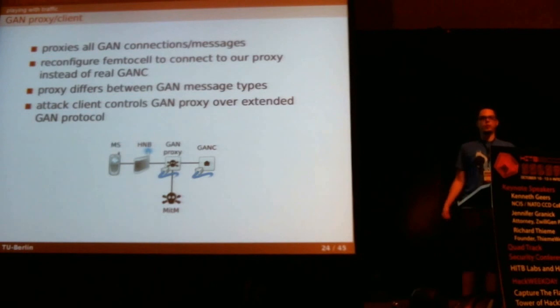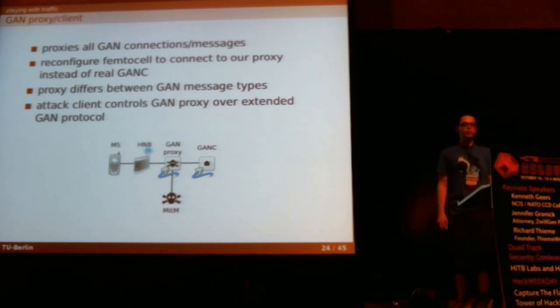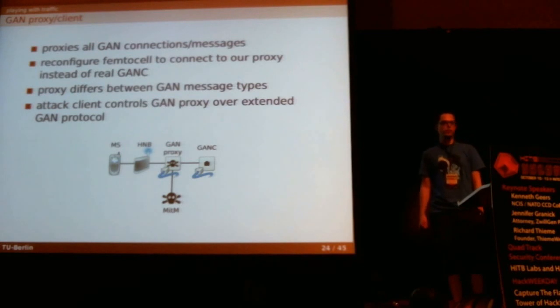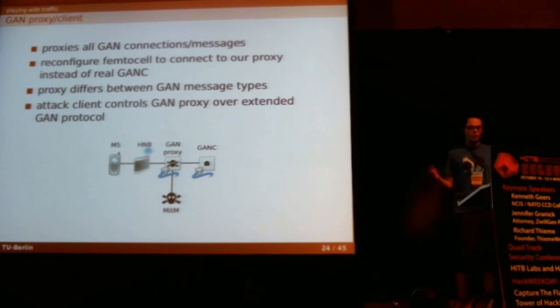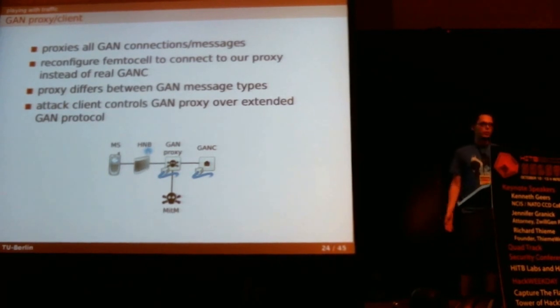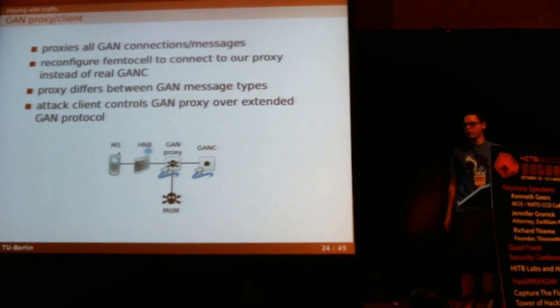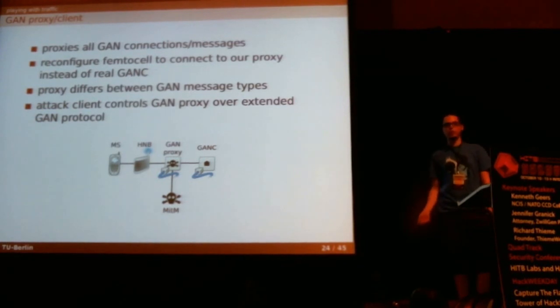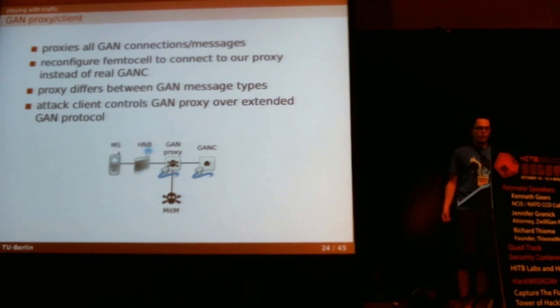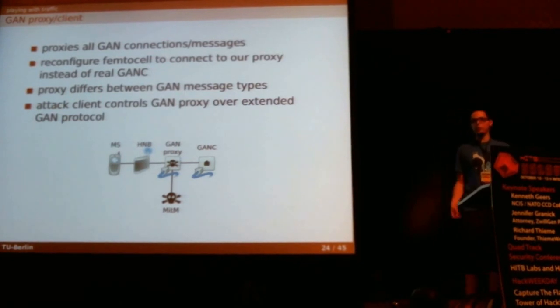So in order to play with this protocol, we've basically developed two pieces of software. On the one hand, we have written a proxy that proxies this GAN protocol in both directions, so the traffic from the femtocell to the network and from the femtocell to the phone. The only thing we needed to do to use this proxy is reconfigure the home node B gateway server on the web interface that Kevin has already shown. Additionally, this proxy is able to differentiate between message types, which will be important for certain attacks that we are going to show. And the second part of our attack toolkit is a client that communicates with this proxy over an extended version of this GAN protocol. In combination, they implement various attacks.